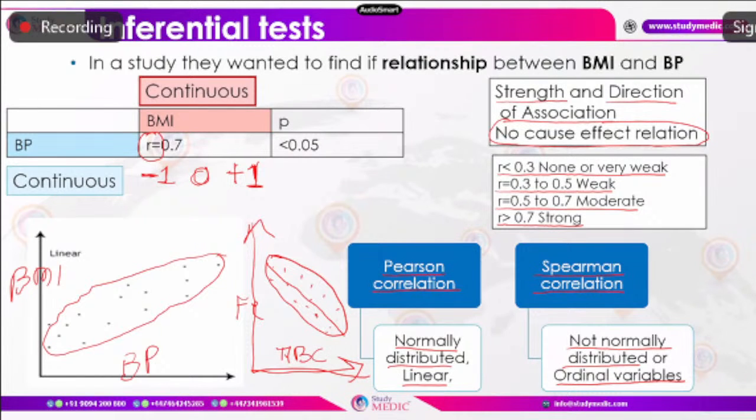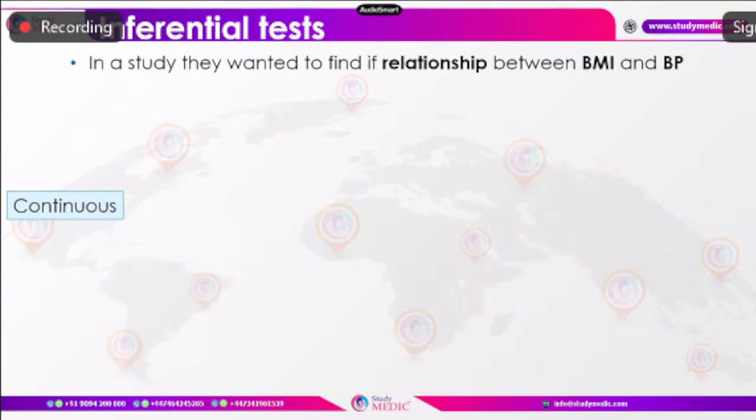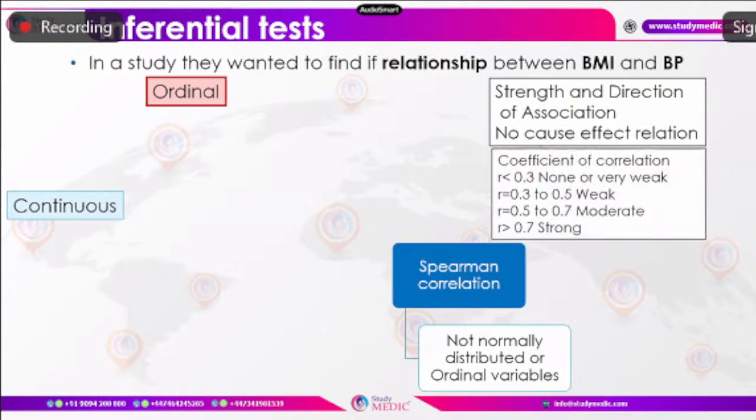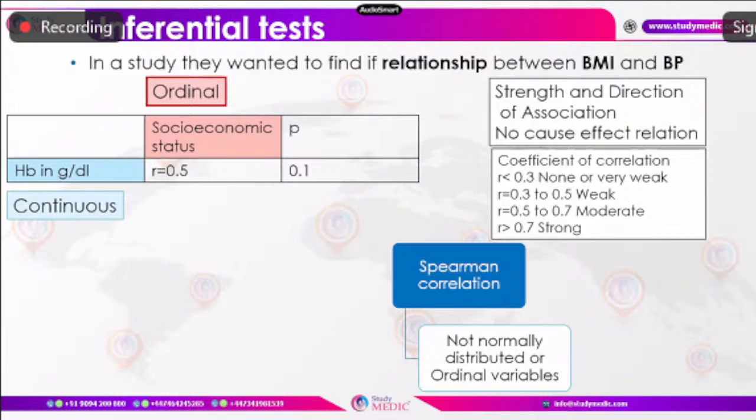Now, what is the other condition in which we use the Spearman correlation test? Here you see, in a study, they want to find out the relationship, but not between BMI and BP. Here, you want to find out the relationship between the socio-economic status and hemoglobin percentage.